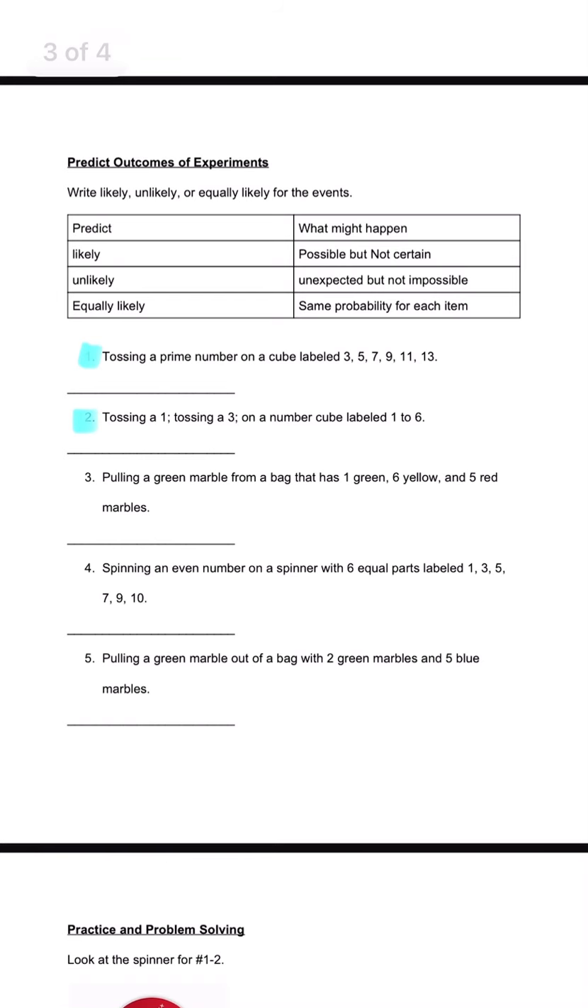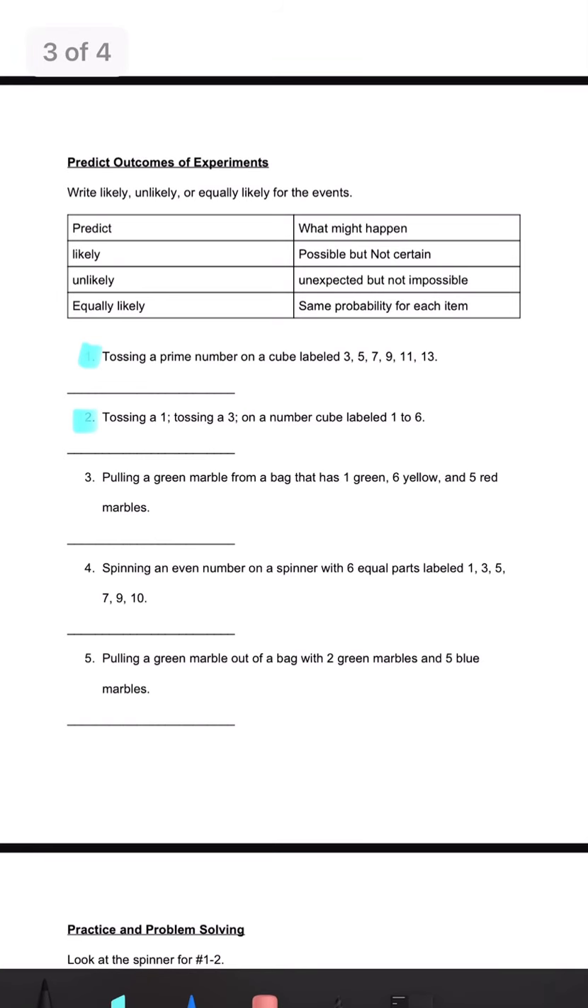Let's look at predict outcomes of experiments. It says write likely, unlikely, or equally likely for the events. This is just a table of words and definitions. You probably know what they mean already. So number 1, tossing a prime number on a cube labeled 3, 5, 7, 9, 11, 13.